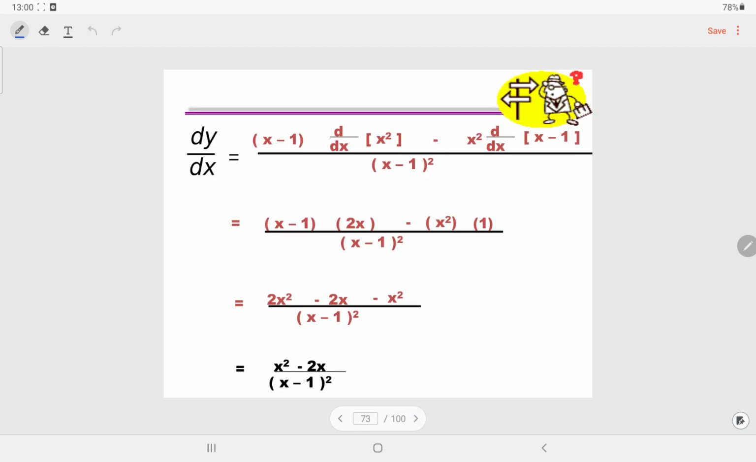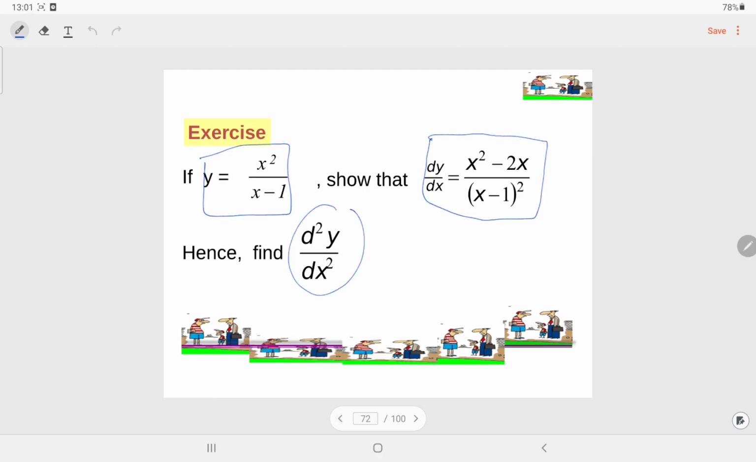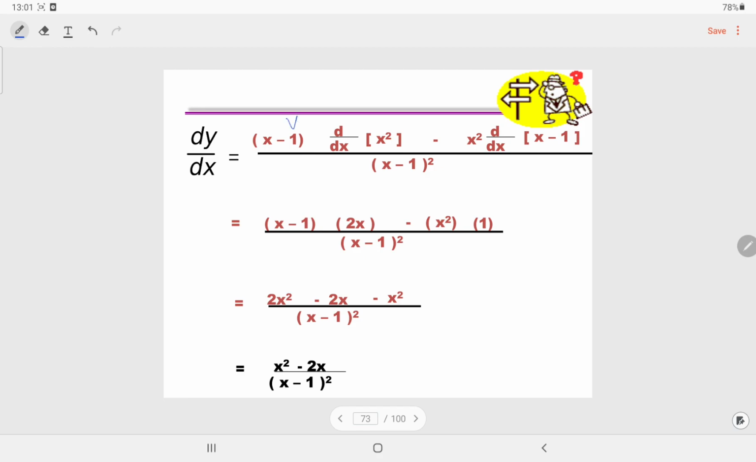Okay, dy over dx, just like this. This is u, this is v. Okay, v u prime minus u v prime. Differentiate u prime, so we get 2x. Differentiate x minus 1, so we get 1. So we solve, okay, we can get the final answer. And then you need the second derivative.